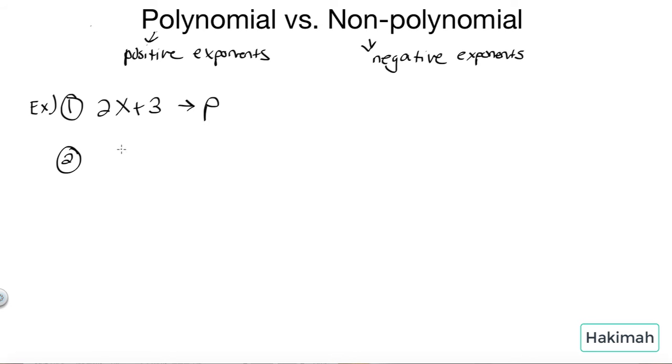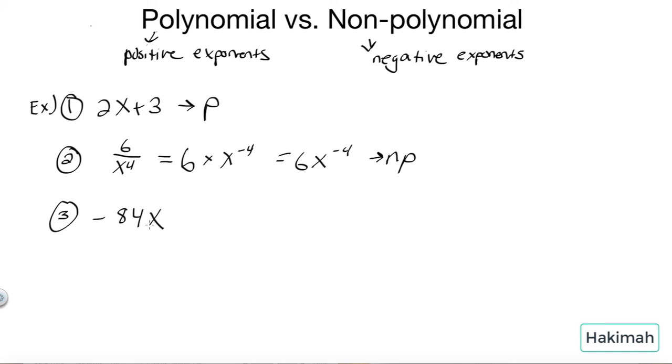Example number 2. Let's say I have 6 divided by x to the power of 4. Do I have any negative exponents? Currently, I do not. But remember, I cannot write it with division. So if I wanted to change this, I would have to take the reciprocal of x to the power of 4. This would give me 6 times x to the power of negative 4. We cannot have negative exponents, which means this is a non-polynomial.